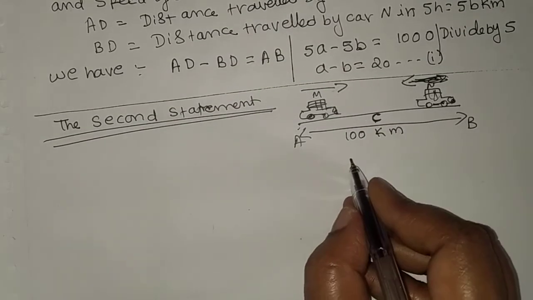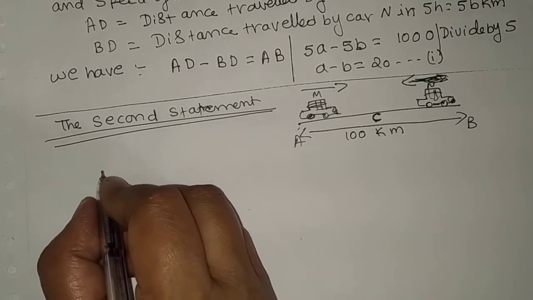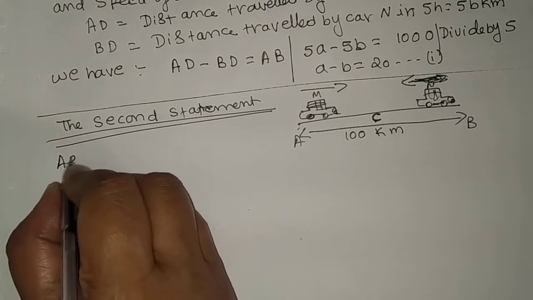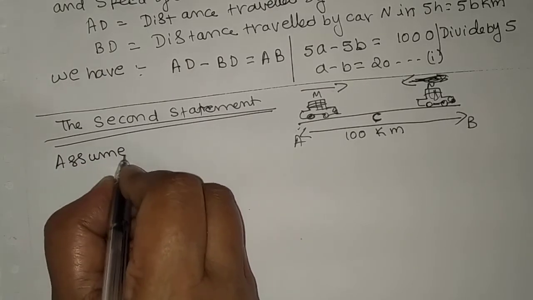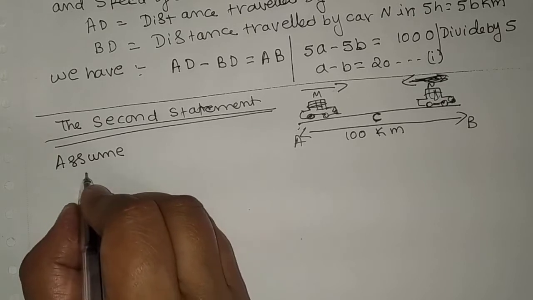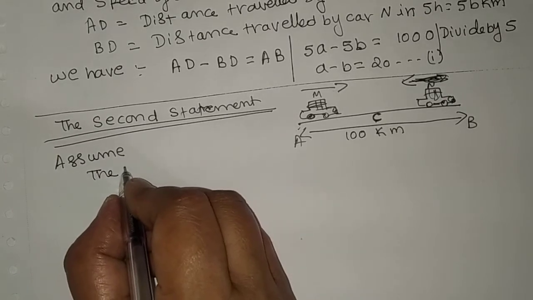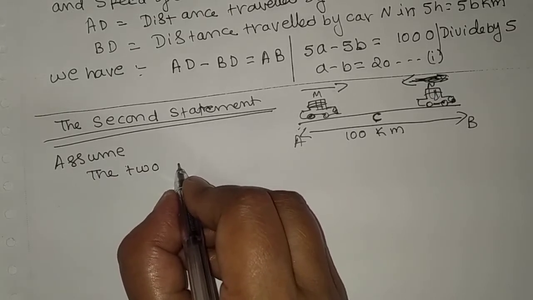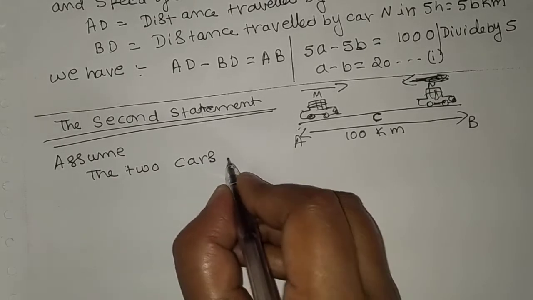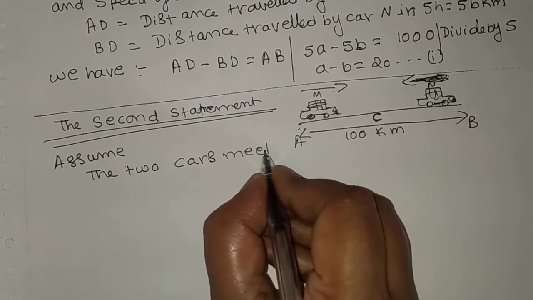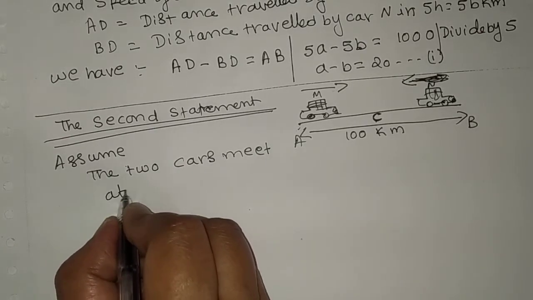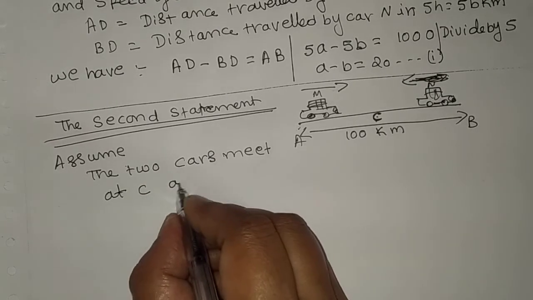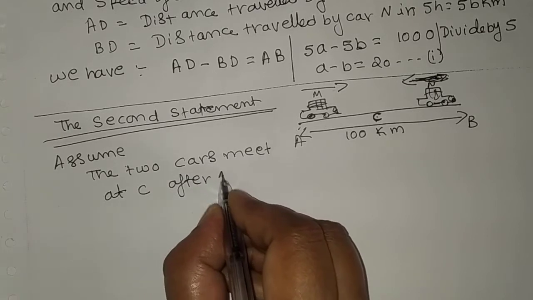So what we write here, in this case, first part: assume the two cars meet at point C after 1 hour.